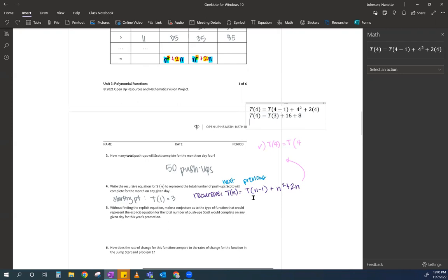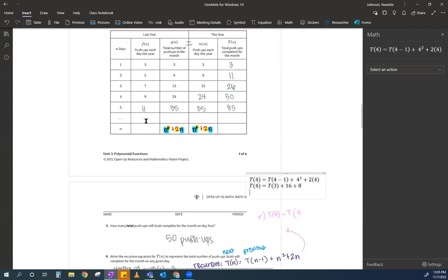Well, T3, according to this, is the previous term. Since I'm looking for T4, I'm looking for this number, I'm pretending I'm calculating. What would T3 be? What would T of 3 be? Yeah, someone says 26, Miss Johnson? I don't know. Why would you call it 26?